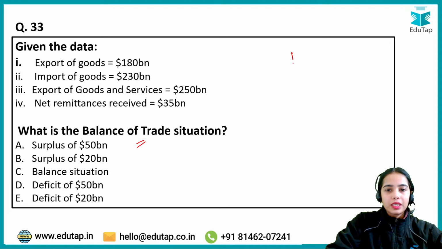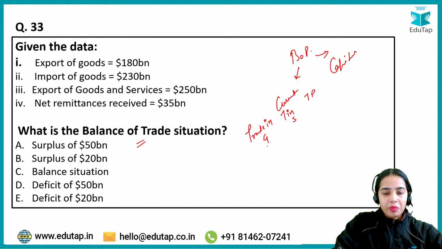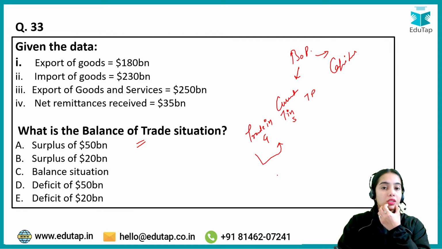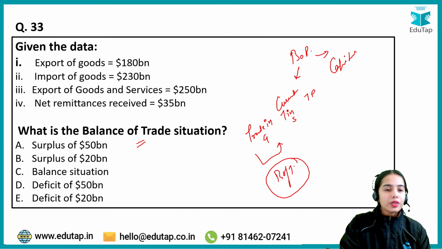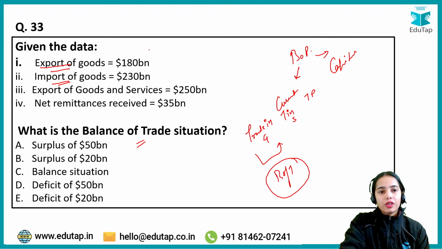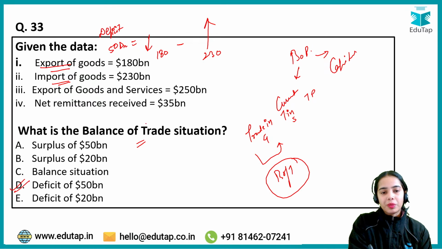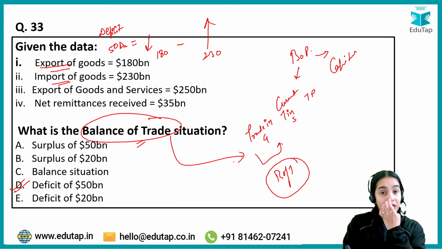Balance of trade is what? In the balance of payment, there is the current account and the capital account. In the current account, there is trade in goods, trade in services, and transfer payments. Trade in goods is called balance of trade, which is export of goods and import of goods. Now, we are getting 180 billion and paying 230 billion. So we are getting less than what we are paying, which means we have a deficit of 50 billion. Balance of trade is trade in goods.